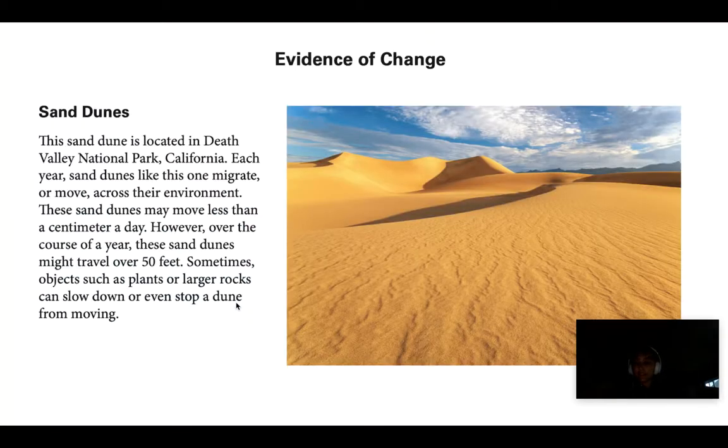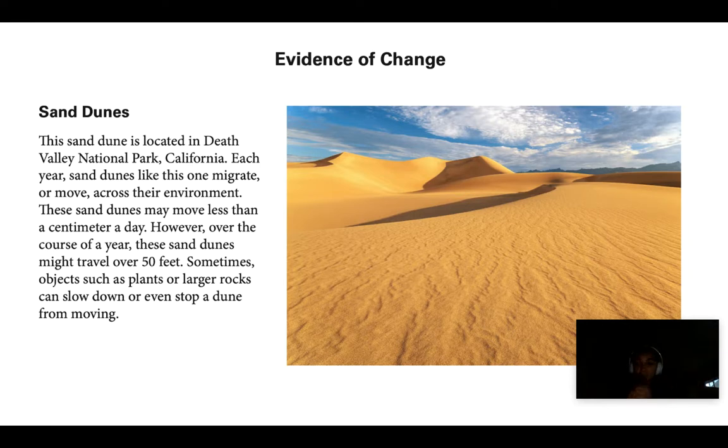So let's look for evidence of change. So sand dunes. They are basically mountains of sand that are formed, and this is a picture of a sand dune from Death Valley National Park, which is located in the eastern part of California. And each year the sand dunes migrate, which means that they move from place to place.